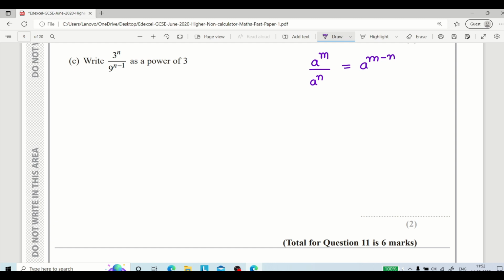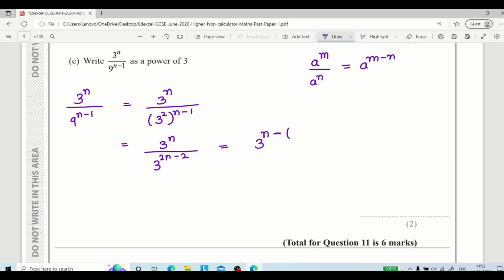So here, I'll start with this part, 3 raised n over 9 raised n minus 1. It can be written as 3 raised n as it is, and I can write 9 as 3 square. Yes, and this outside bracket will give me n minus 1. I'll open this bracket. So this is 3 raised 2n minus 2. Now I can bring this above. Why? Because I have the same base. So n minus, and I have this part 2n minus 2.